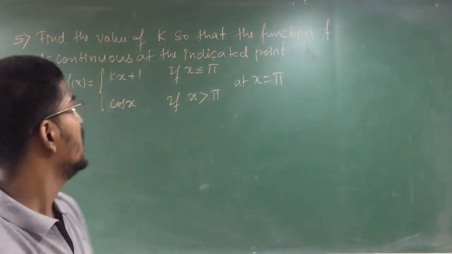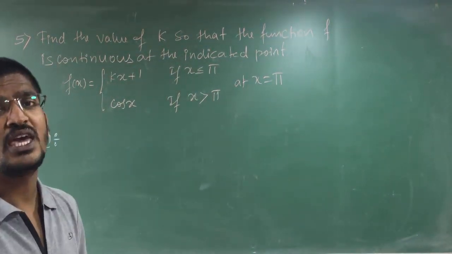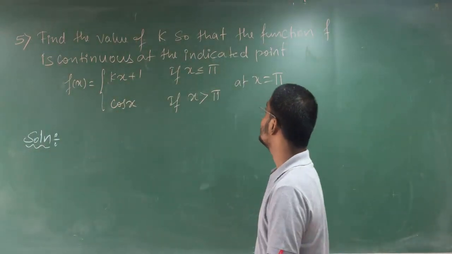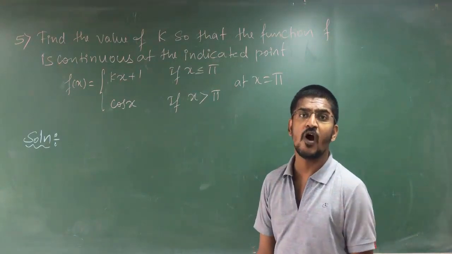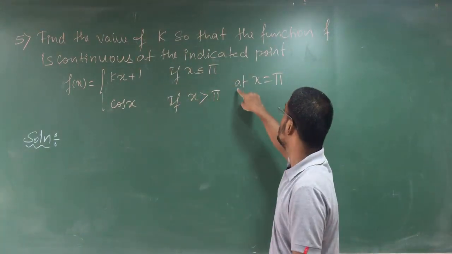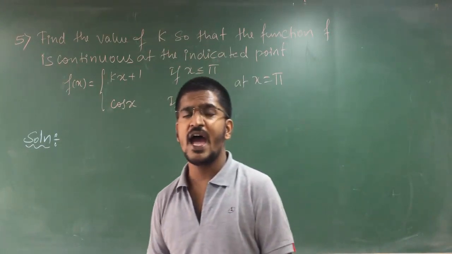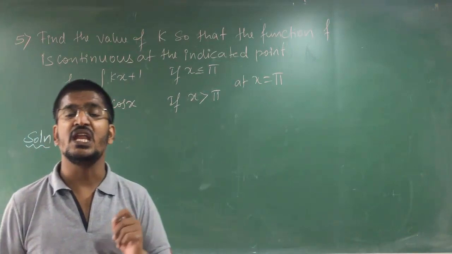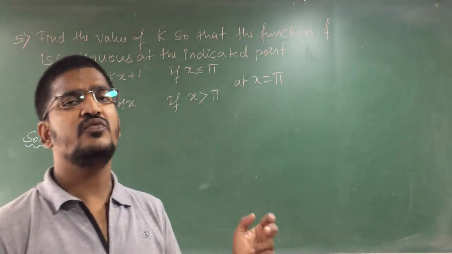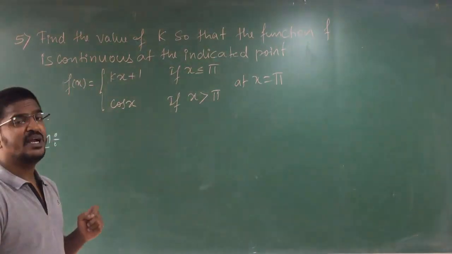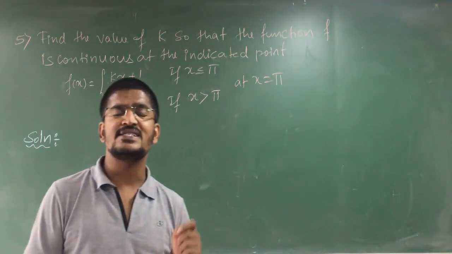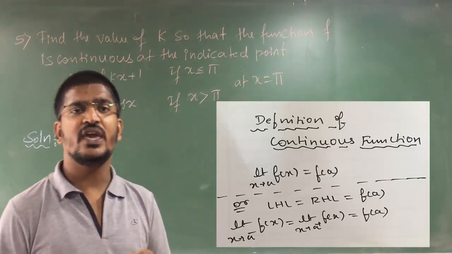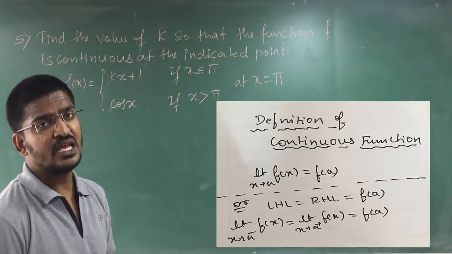Clear? So here, find the value of k so that the function f is continuous at the indicated point. Here the function is continuous at x equal to pi, and you have to find the value of k which is given in the function. As you all know, if the function is continuous, limit x tending to a, f of x is equal to f of a. So by using that, we can solve this problem very easily.